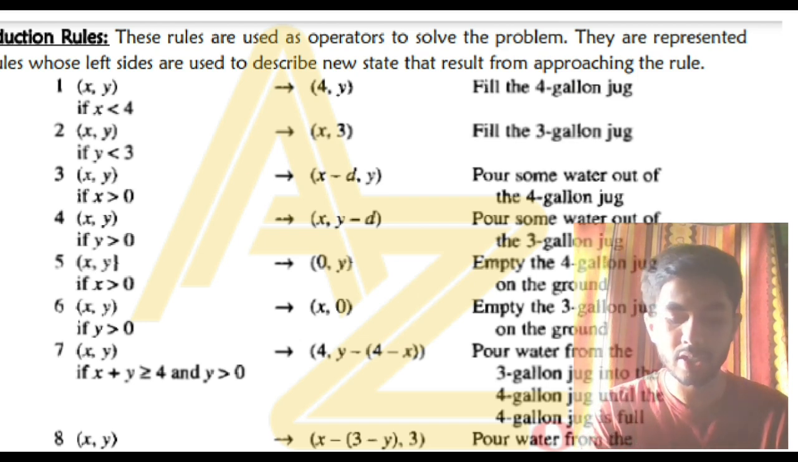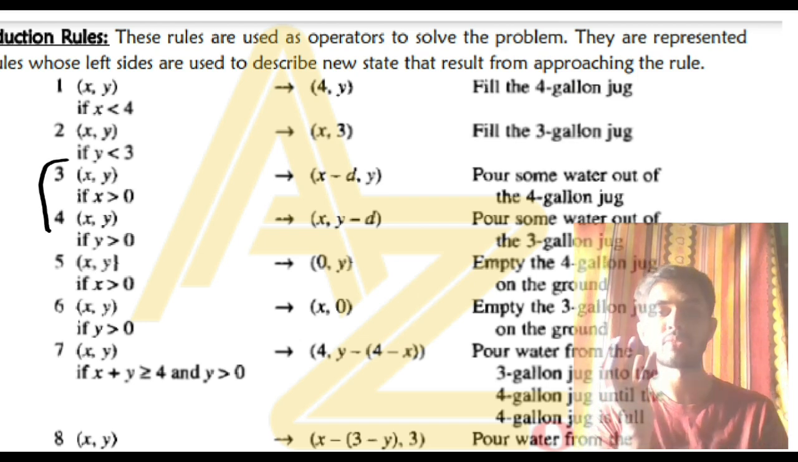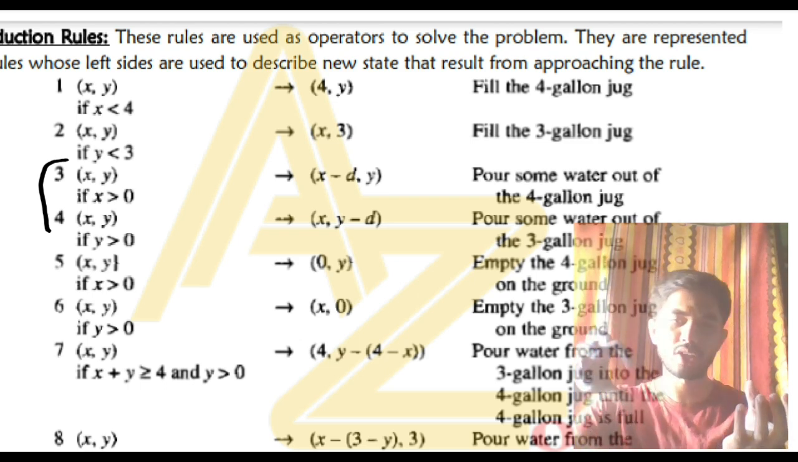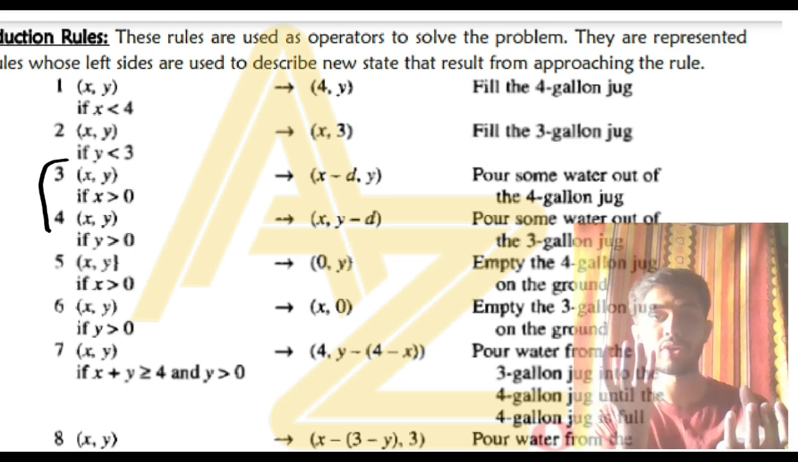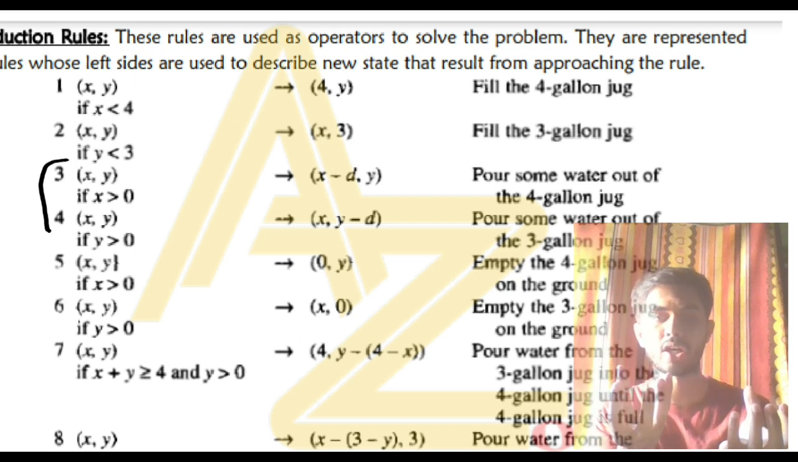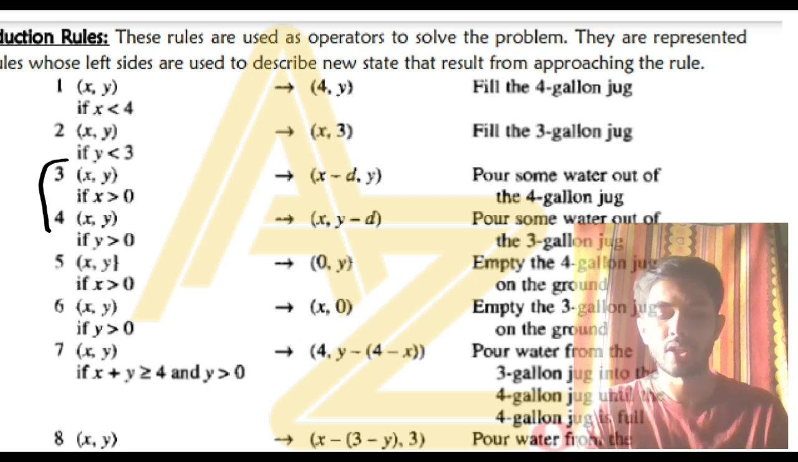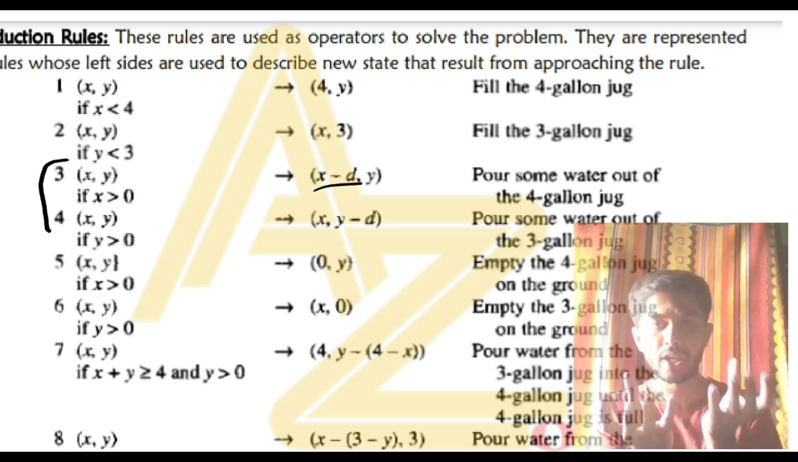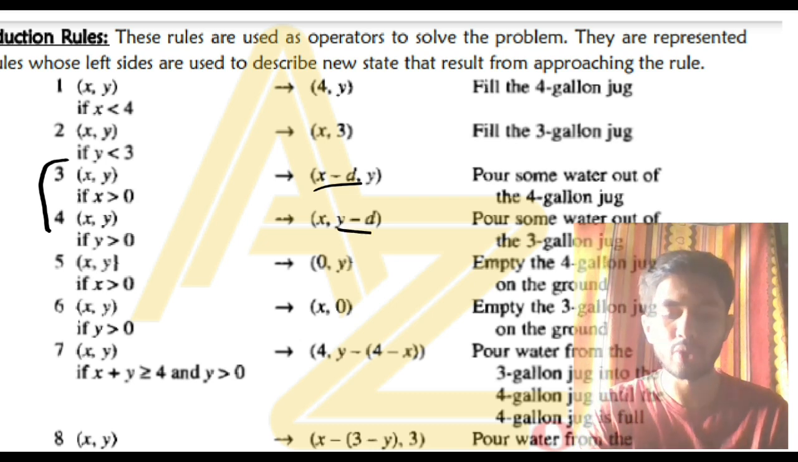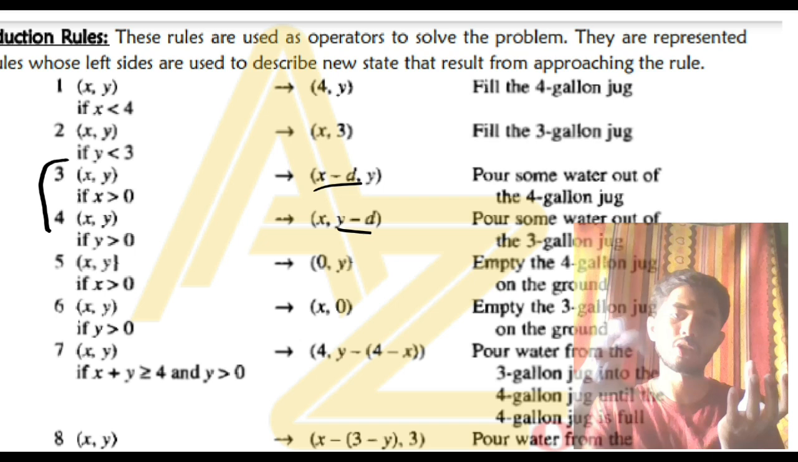Third and fourth rule is that you have some water in this or this, and you're just removing some of it. For example, in the 4 liter jug I have a total of 3 liters. I am removing 1 liter. How many liters are left? 2 liters, right? So that's what you are doing here also: x minus d. X is the liters of water in the 4 liter jug, and you are removing d from it. So it will be x minus d. Like that, you can do y minus d also. There is water, you are removing some of it.